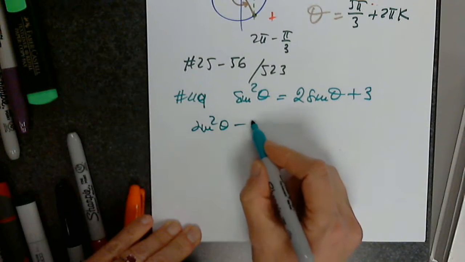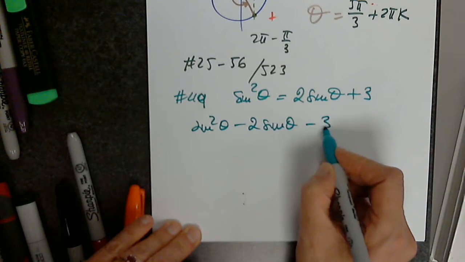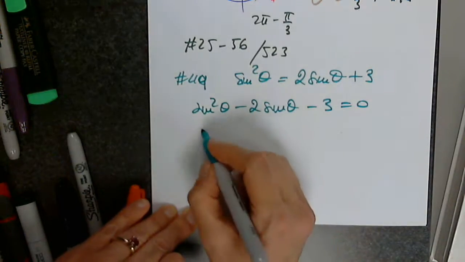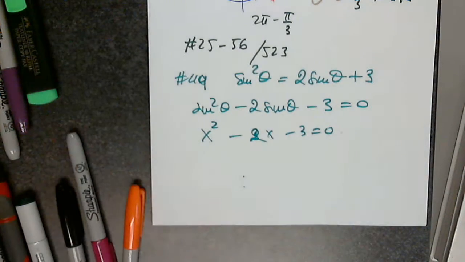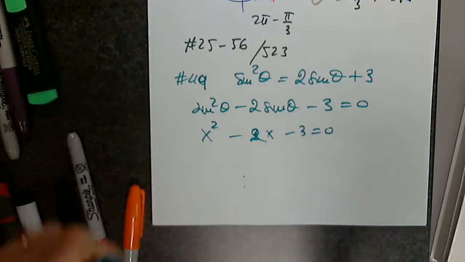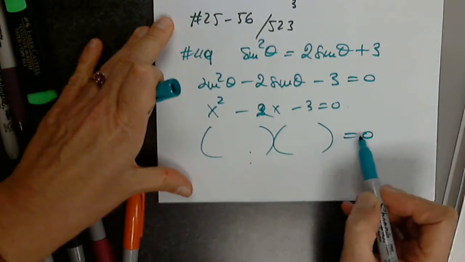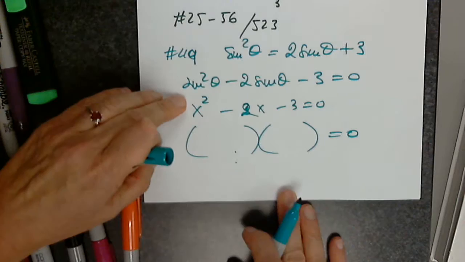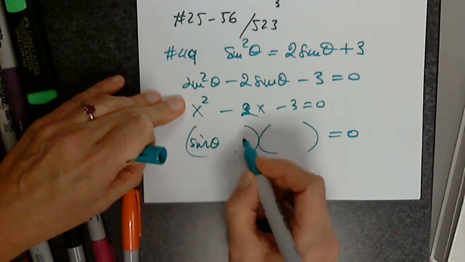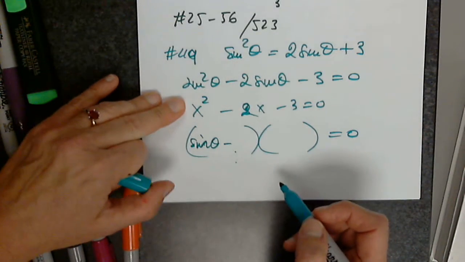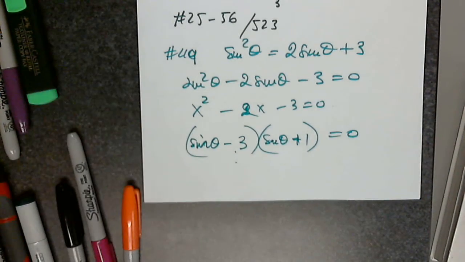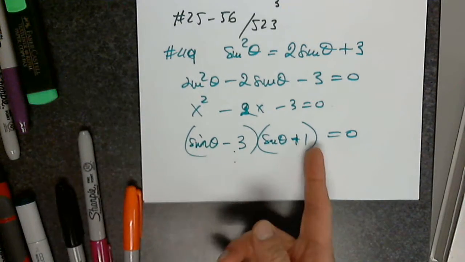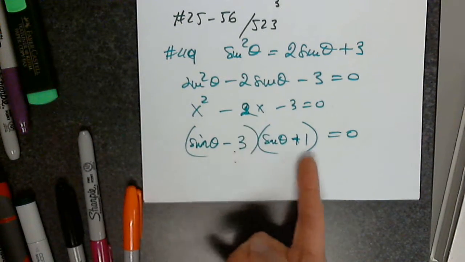Sine squared theta minus 2 sine theta minus 3 equals 0. Just imagine x squared minus 3x plus x minus 3 equals 0. This is what you should have in mind, but instead of x, it's sine. So how will I factor this? Sine theta minus 3, sine theta plus 1. Very good. Excellent. You can always check: sine squared plus sine minus 3 sine is that, and minus 3. Excellent.